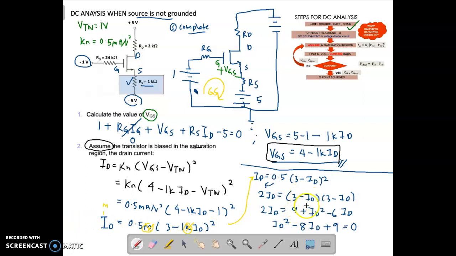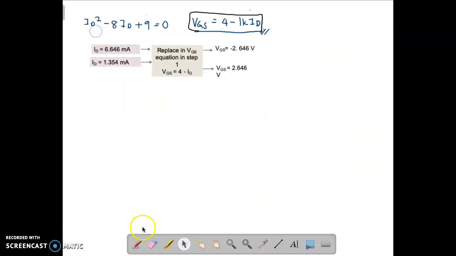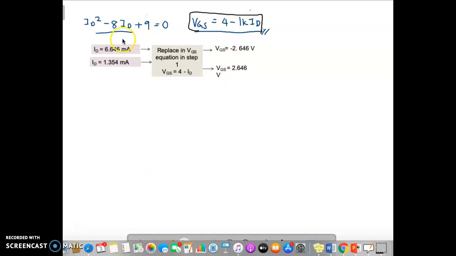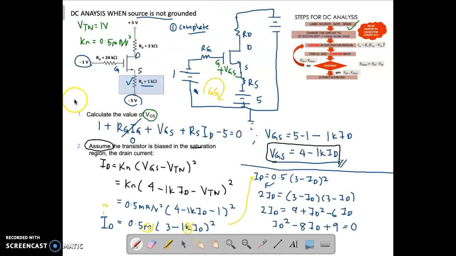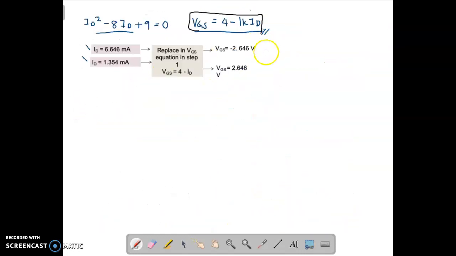Okay, so after you expand the quadratic, you get the equation ID squared minus 8ID plus 9 equals 0. Okay, so previously you got one quadratic equation from your ID calculation, and you know your VGS is equal to 4 minus 1K ID. Okay, so by using your ID quadratic equation, use your calculator, you will get ID1 and ID2. So from this ID, how can you calculate back your VGS? Use the equation that you got previously from your VGS loop, and then you will get VGS1 and VGS2.